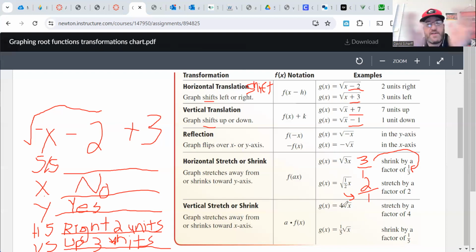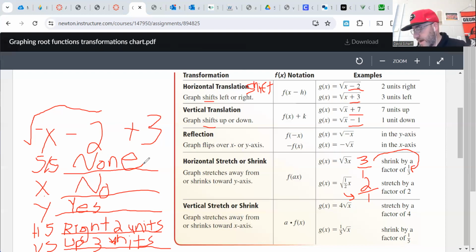If it's in front of everything, in front of the house, in front of everything, then it is what it's supposed to be. So 4 is stretched by a factor of 4, 1/5 shrink by a factor of 1/5. In this problem, clearly there's no coefficient. So you could put no or none. I believe I actually put none on the worksheet.